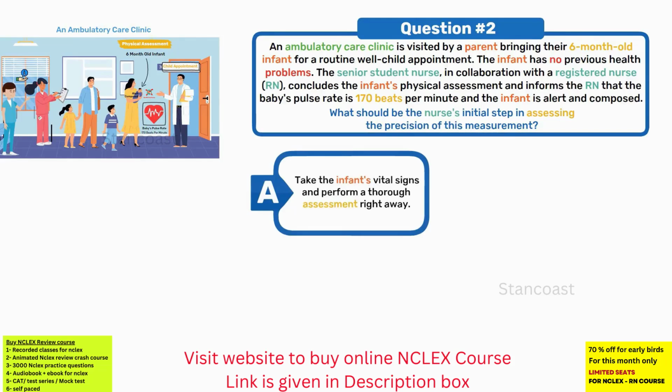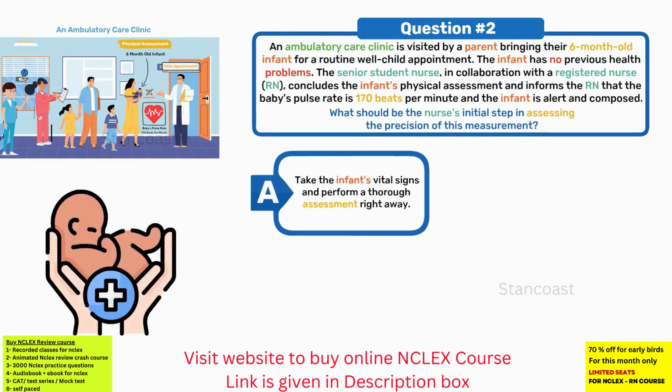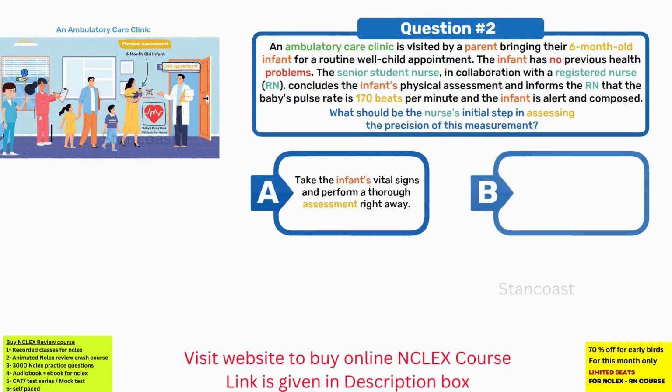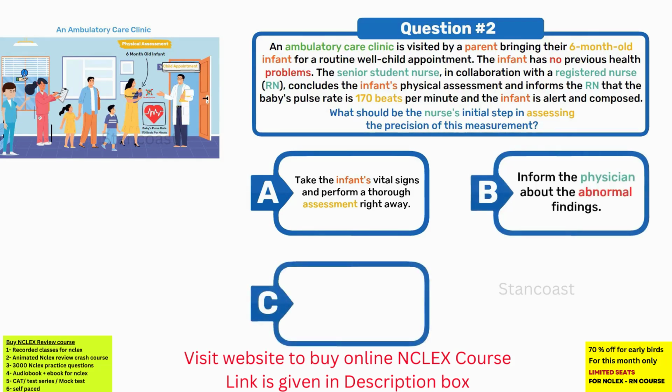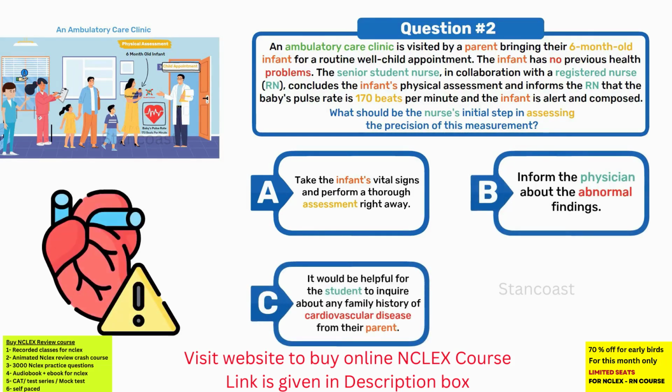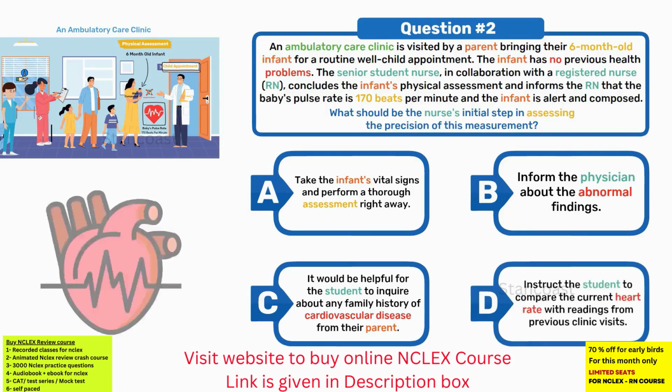A. Take the infant's vital signs and perform a thorough assessment right away. B. Inform the physician about the abnormal findings. C. It would be helpful for the student to inquire about any family history of cardiovascular disease from their parent. D. Instruct the student to compare the current heart rate with readings from previous clinic visits. The answer is D. Instruct the student to compare the current heart rate with readings from previous clinic visits.